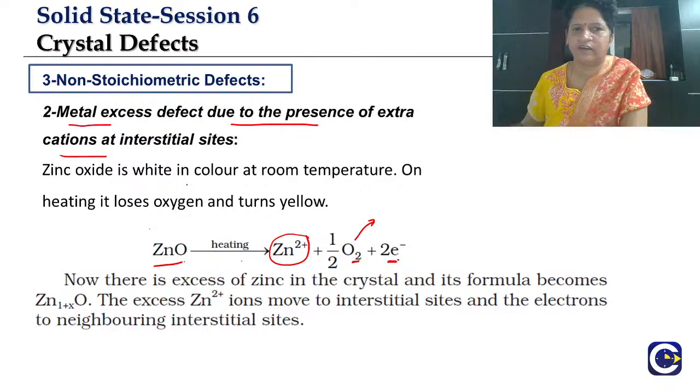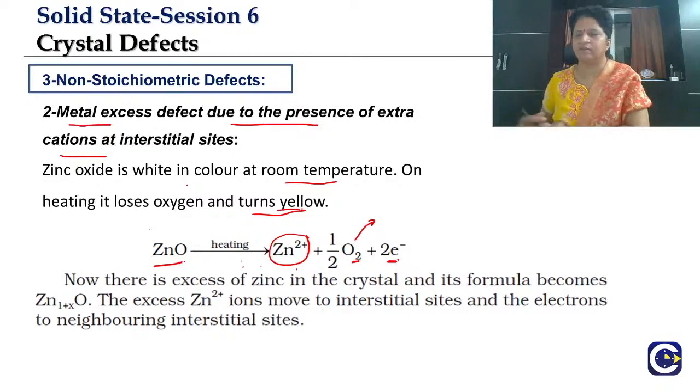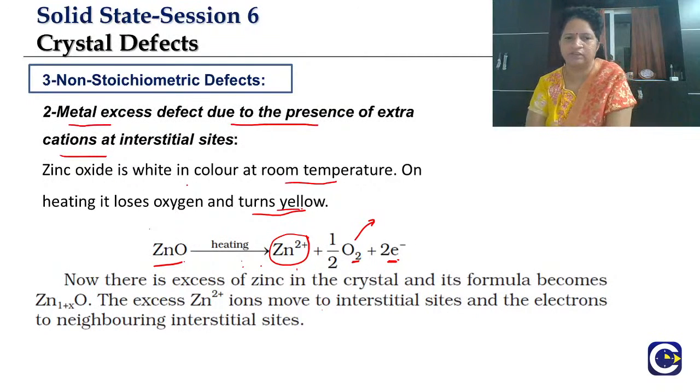Zinc oxide is white in color at room temperature. But when we heat it, it turns yellow. Why are we having more zinc ions? Because some part of oxygen escapes out, and when we cool it back, some part of oxygen is lost. So we'll have an excess of zinc ions, which will occupy the interstitial sites.